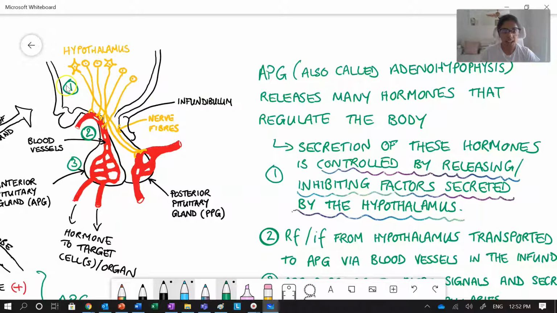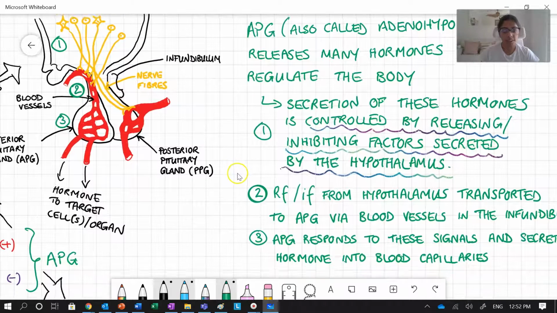So the anterior pituitary gland, also sometimes known as the adenohypophysis, again, anterior pituitary gland is fine. Once you have said that or written that once, you can refer to it as the APG. This will release hormones that regulate other endocrine organs and cells in the body. The anterior pituitary gland secretes its own hormones, and you need to know them. And the regulation of how much hormone it secretes is controlled by releasing and inhibiting factors from the hypothalamus.